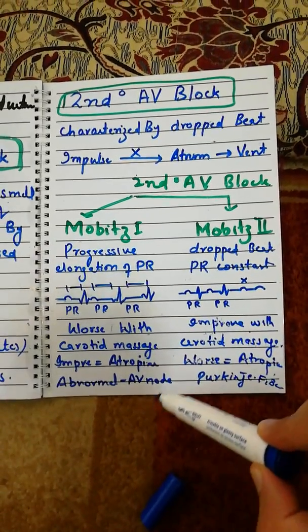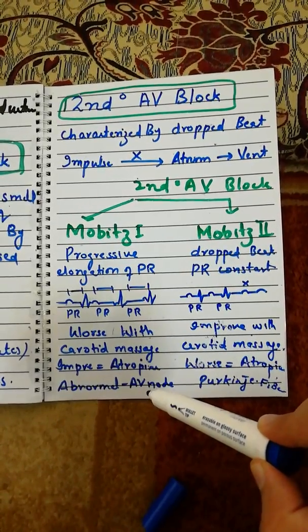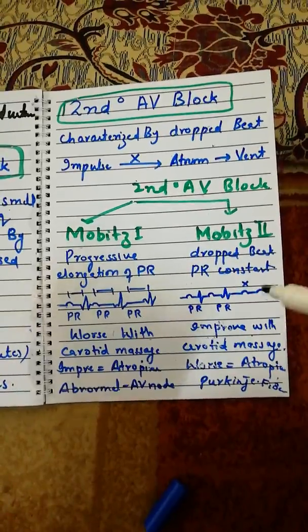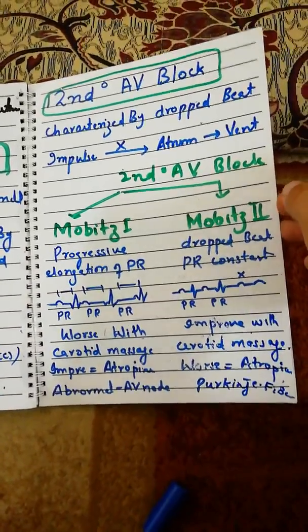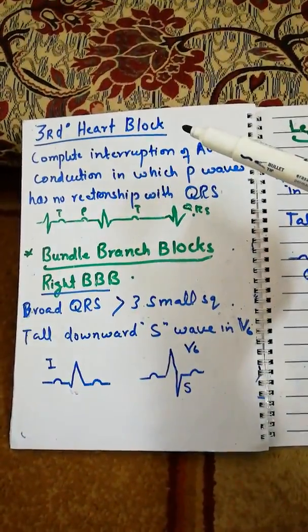Here the abnormality in case of Mobitz type 1 lies in the AV node, while in case of type 2 heart block, the abnormality lies in the Purkinje fibers. So this was all about the second degree heart block. Now let's come toward the third degree heart block.